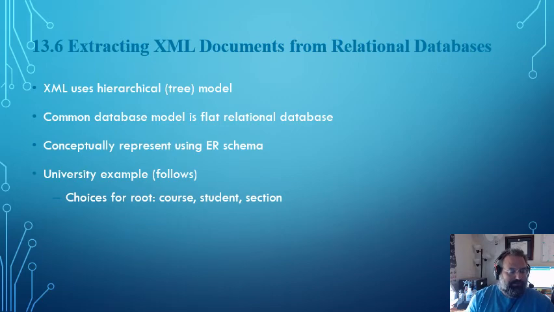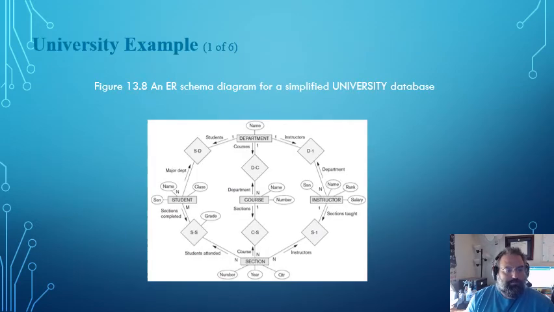Section 13.6 is about extracting XML documents from relational databases. XML uses a hierarchical tree sort of structure. A common database model is essentially a flat tabular expression. So conceptually representing an ER schema, the university example follows the choices of your root: course, student, or section. This is the ER schema for the diagram of a simplified university database.